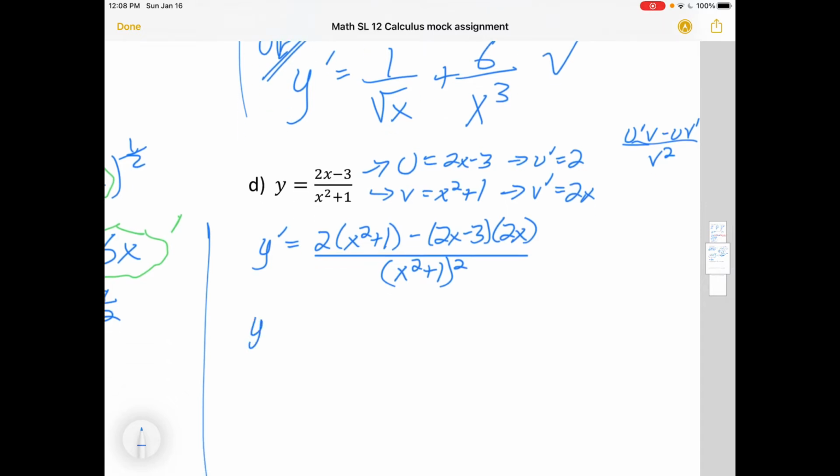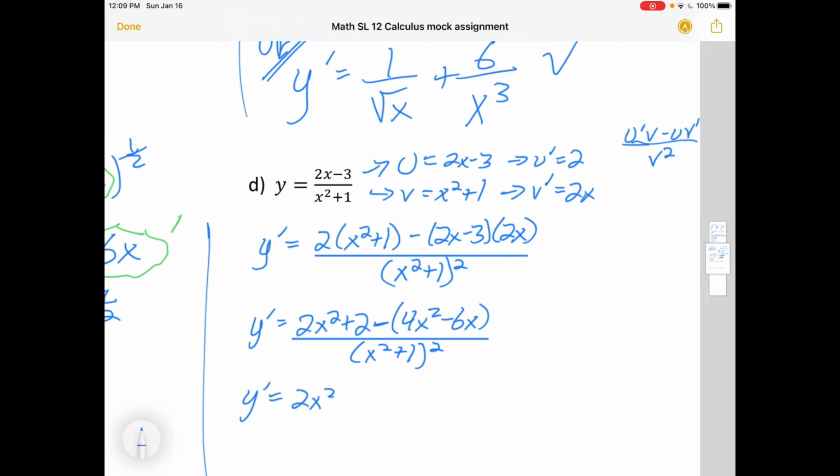And now we'll just clean up that numerator. 2x squared plus 2 minus. I'm going to do the multiplication and I'm going to keep the result all in brackets here just because I'm scared that I'm going to botch it. So minus all of that. People will very often screw up the sign of the negative 6x. But you can see when you subtract it all, it's going to turn into a positive 6x. Okay, minus 4x squared plus 6x all over x squared plus 1 all squared.